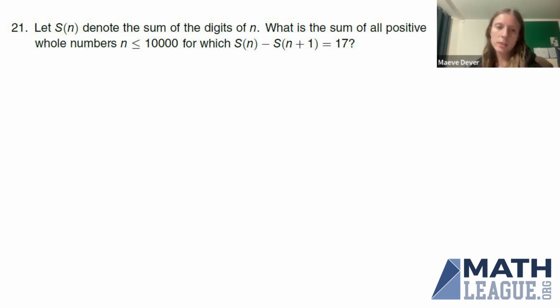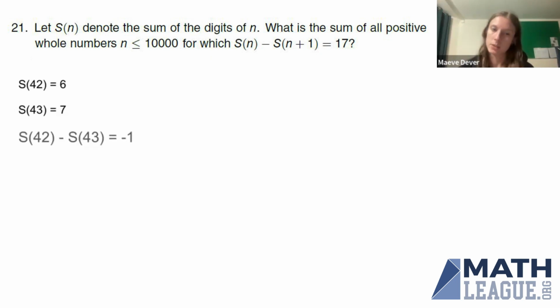Okay, let's just try an example. What about 42? What's S of 42? It is 6. 4 plus 2 is 6. S of n plus 1 is S of 43. That's 7. S of n minus S of n plus 1 is minus 1. Okay, that's not good. So how do we get a bigger sum of digits on a smaller number? S of n needs to be bigger than S of n plus 1.